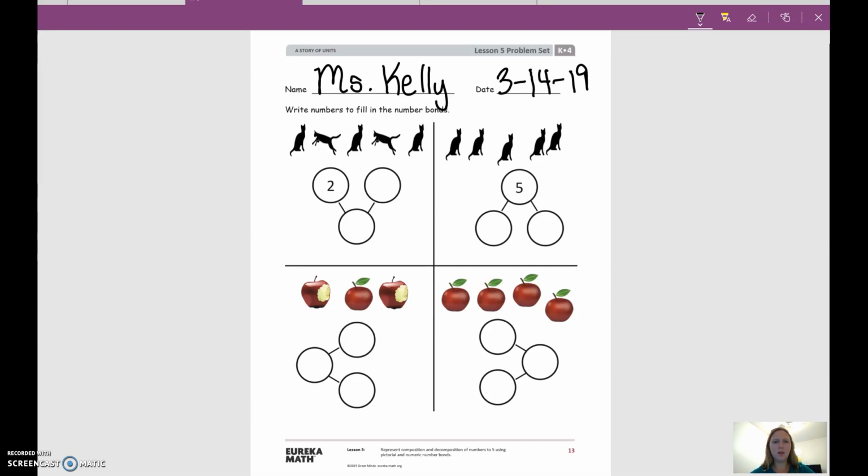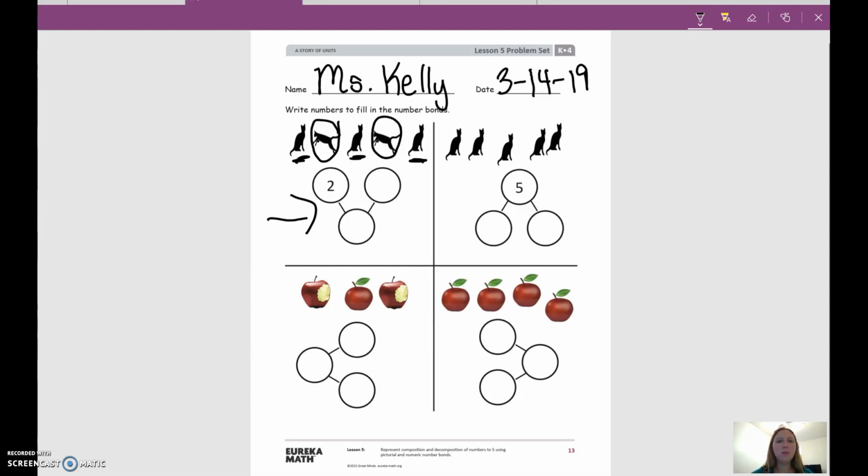It says write numbers to fill in the number bonds. Okay, let's look at the first number bond. I see in this number bond here the number 2, and it's not in the whole, it's in one of the parts. But I also see a picture of 2 jumping cats. I bet you that 2 represents those 2 jumping cats. What's the other part of those cats? That would be the 3 sitting cats.